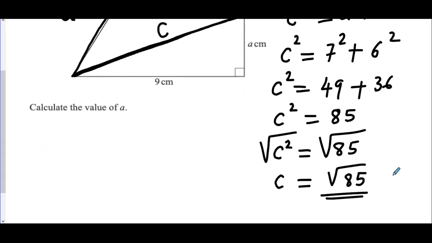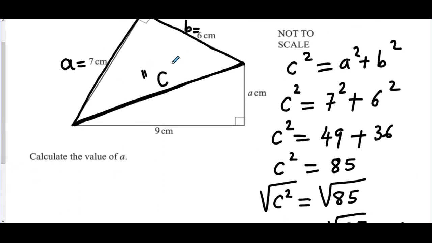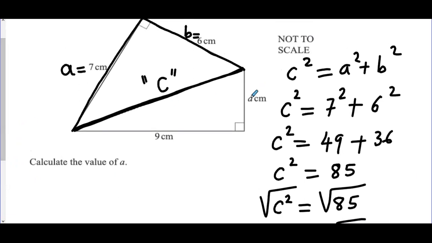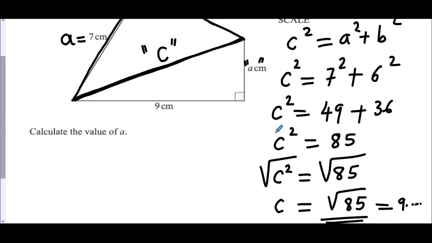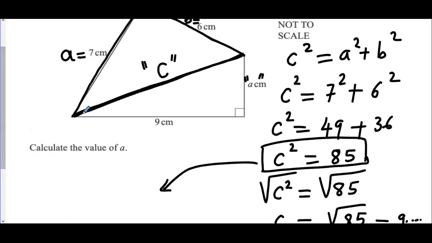If you use a calculator, you're going to end up getting something like 9 point something. Now, because I'm not interested in how much C will be, I'm very much interested in the value of A here. So I'm going to stop here at C square equals 85, and use that in the next step. This hypotenuse is shared by another right angled triangle, which is this right angled triangle there.